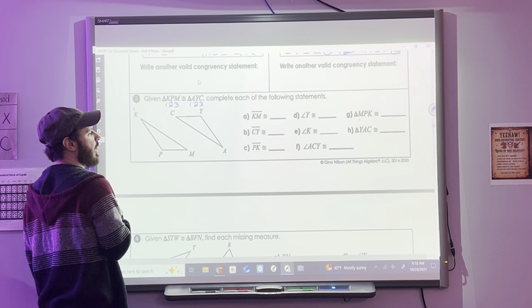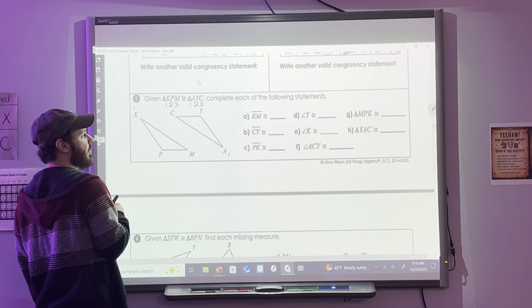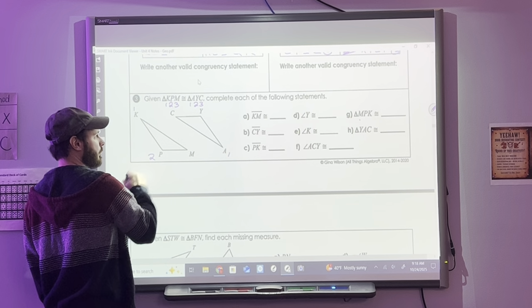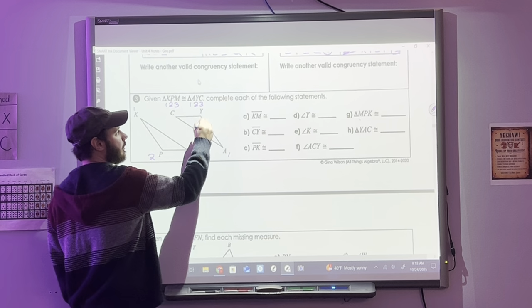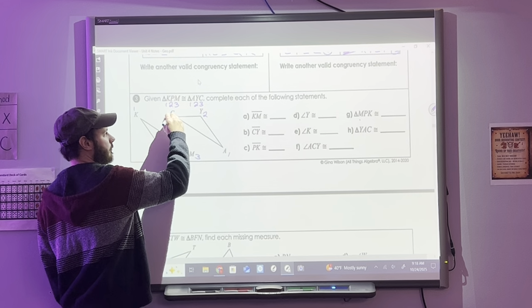It matches with A being number 1 over here. P is number 2. It matches with Y being number 2. And then I guess the other ones have to be 3.